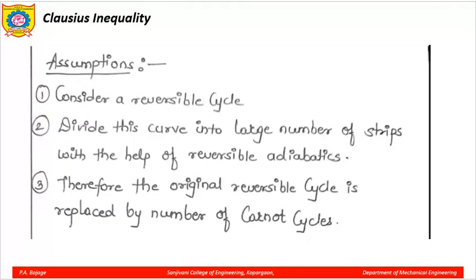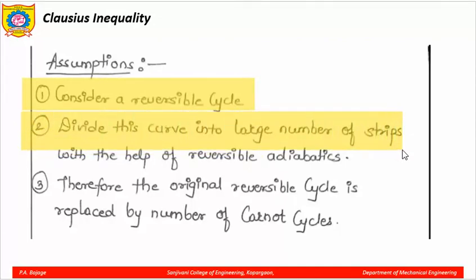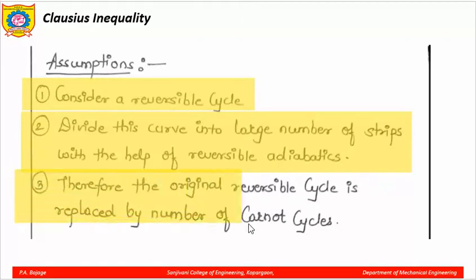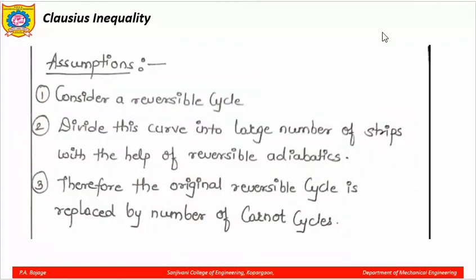So, let us go through the assumptions of this derivation. The first assumption is that the cycle should be a reversible cycle. The next is that you have to divide the curve into a large number of strips with the help of reversible adiabats, as we have already seen in the diagram. Therefore, the original reversible cycle is replaced by Carnot cycles. So reversible isotherms are divided with reversible adiabats, so that they make many Carnot cycles.